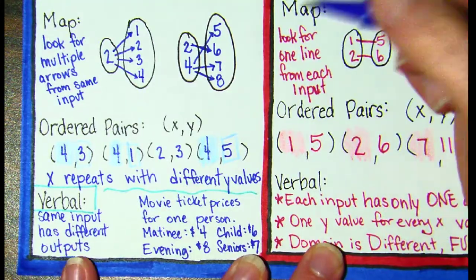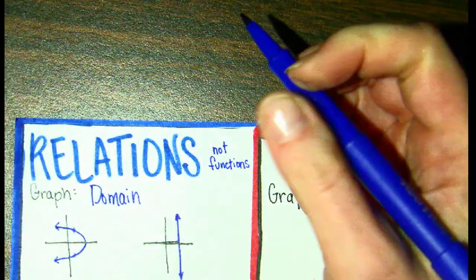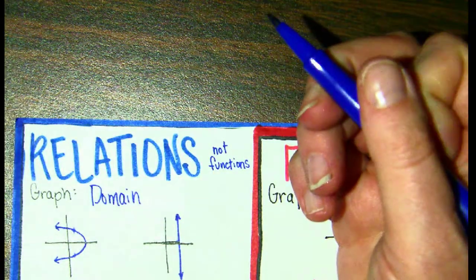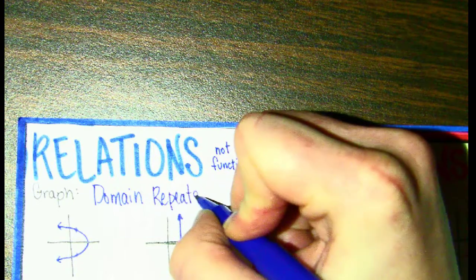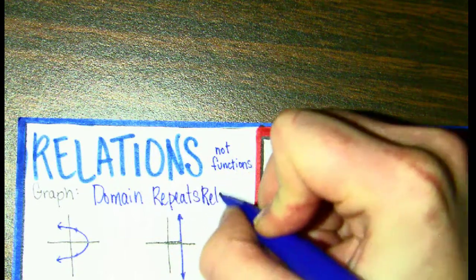So to sum this all up, we could say if the domain, also known as the x values, the independent variable, the input, repeats, it is a relation.